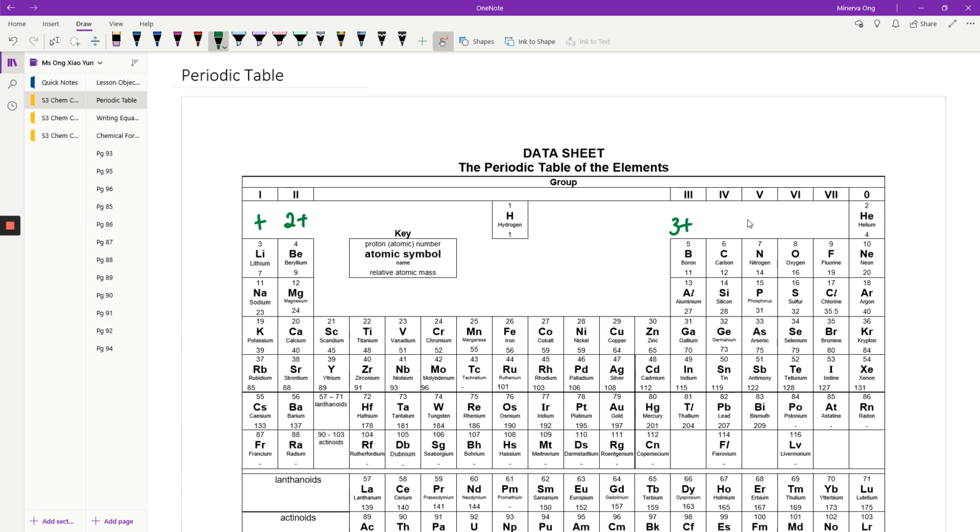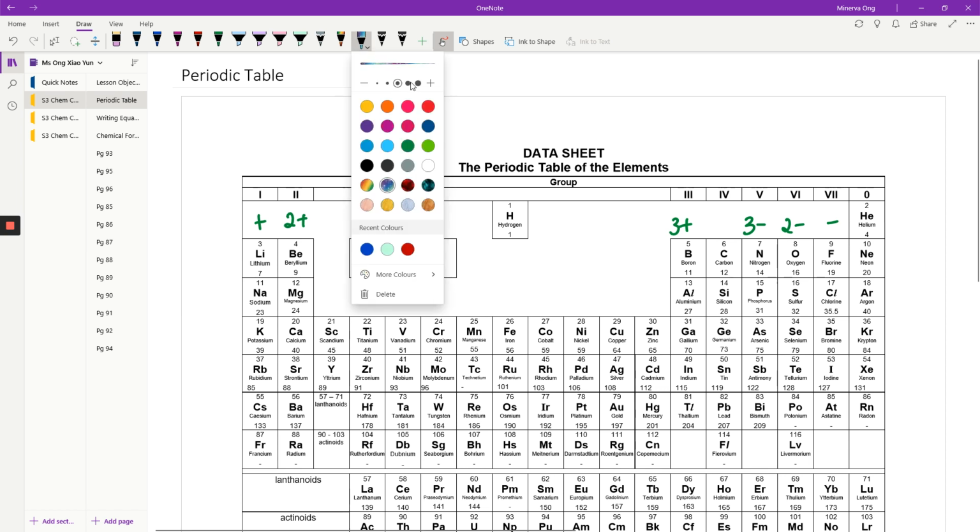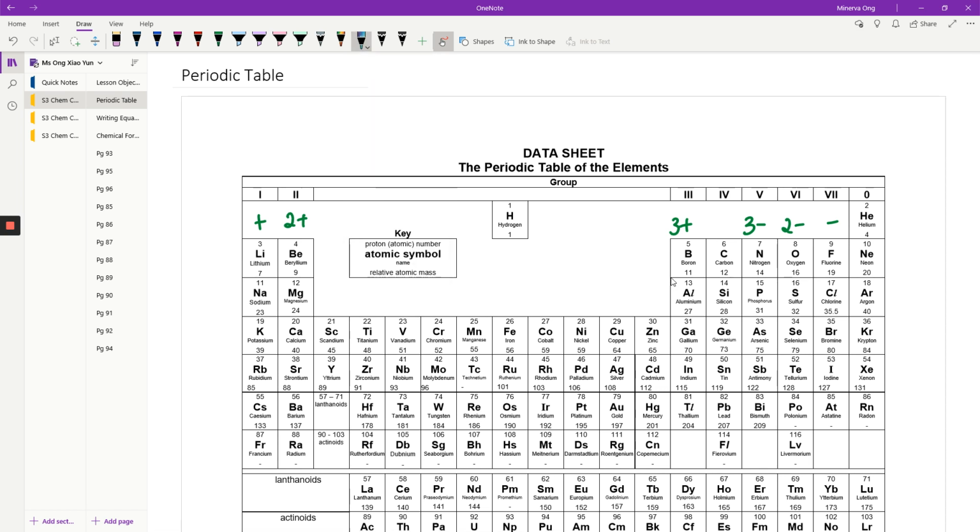Group 5, charge of 3 minus. Group 6, 2 minus. Group 7, 1 minus. So I will also be drawing the line that separates between the metals and the non-metals. So this is the line. On the left hand side, these are all the metals. And on the right hand side, these are the non-metals, not forgetting our hydrogen, which is on top.